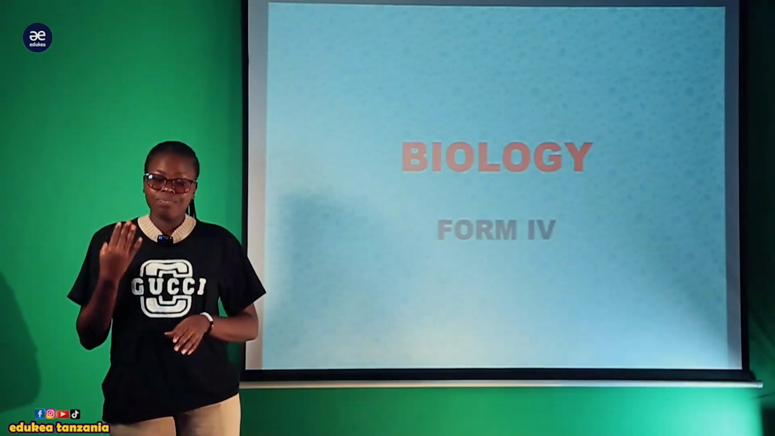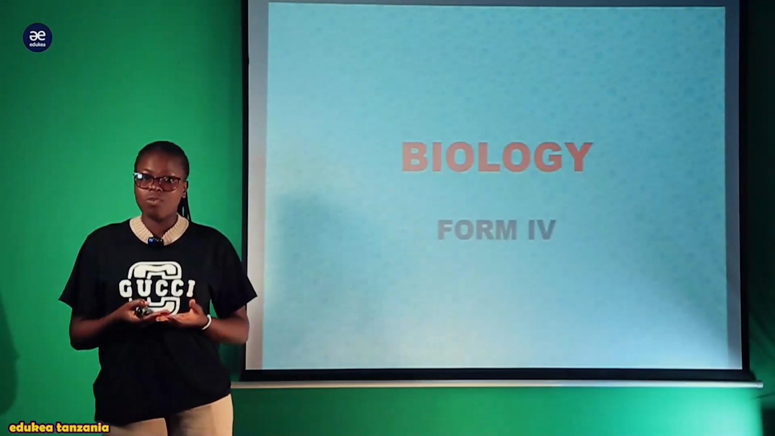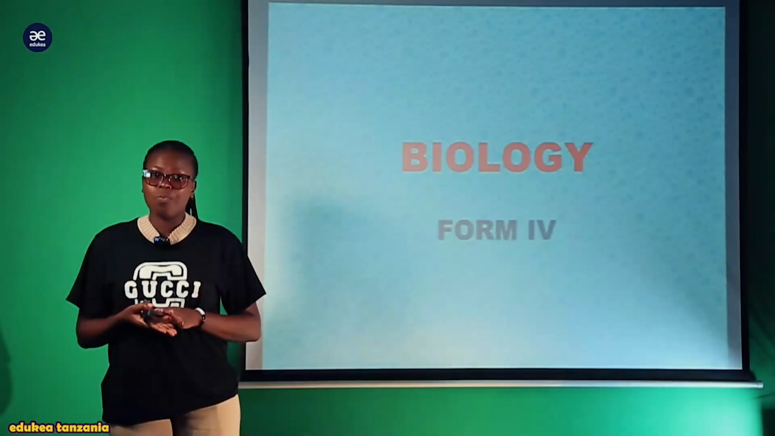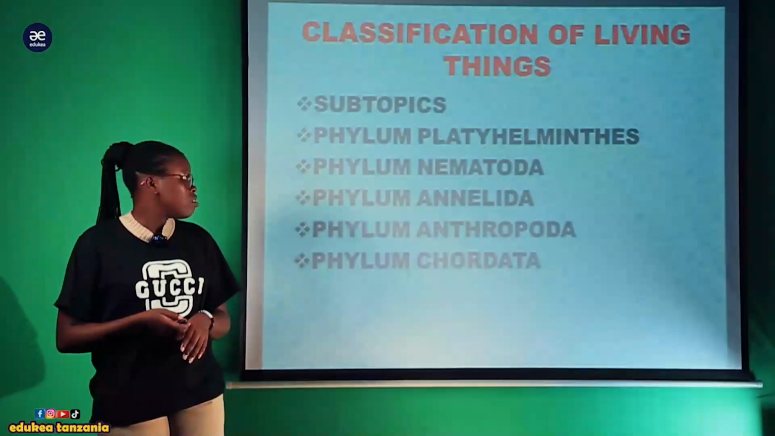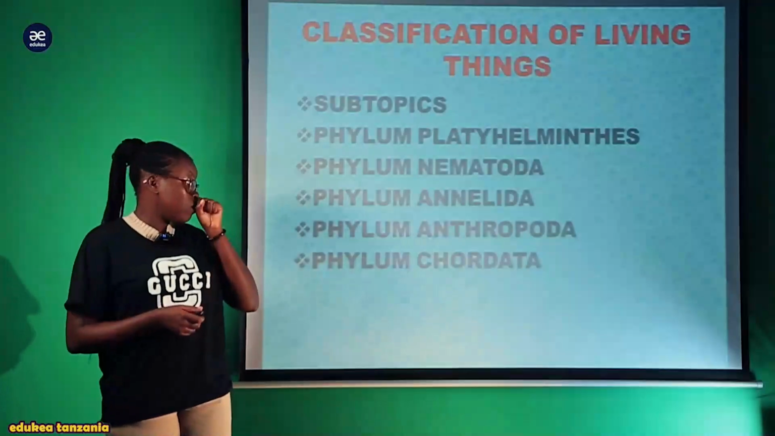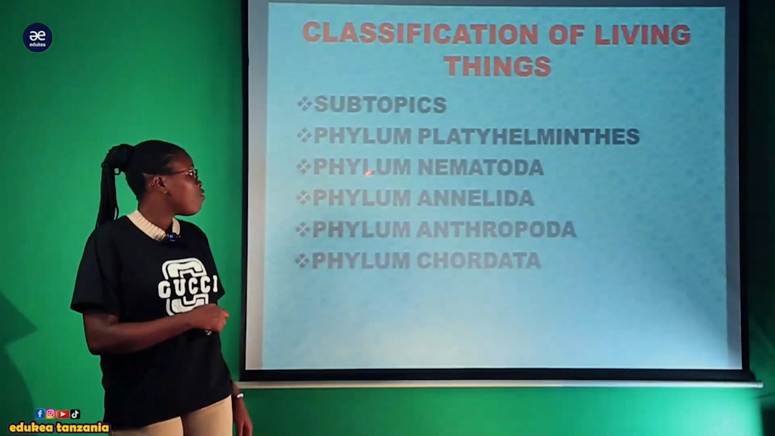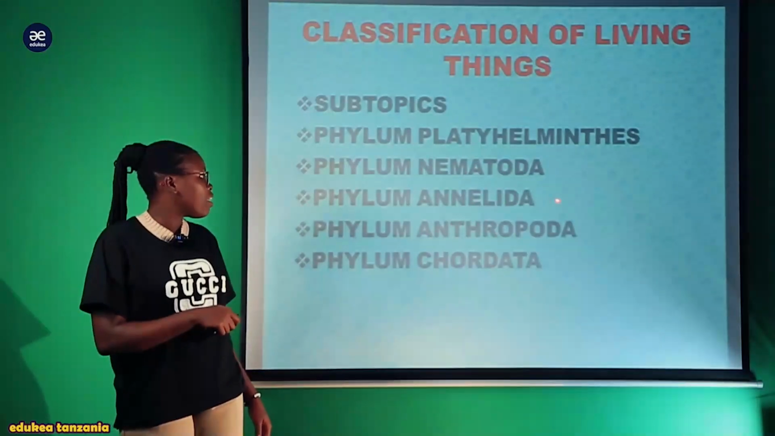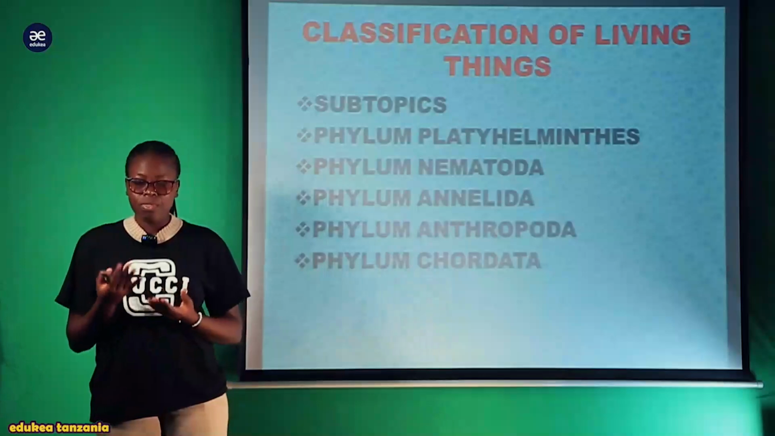Now in Form 4, we are discussing the last kingdom, which is the Kingdom Animalia, which comprises different phyla. In our last session, we already covered the phylum Platyhelminthes, phylum Nematoda, phylum Annelida, and now we are proceeding with the phylum Arthropoda.